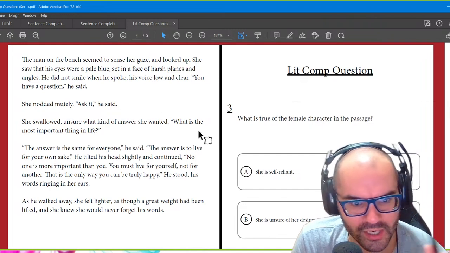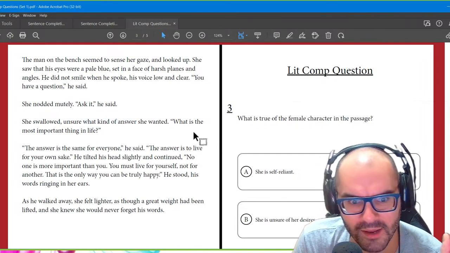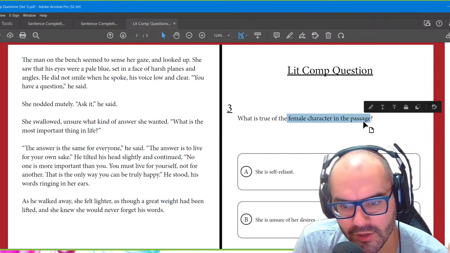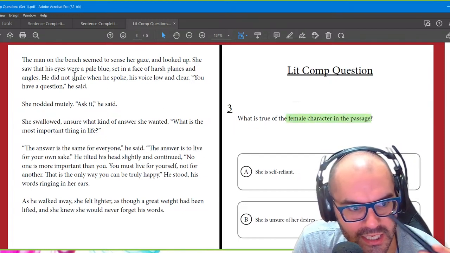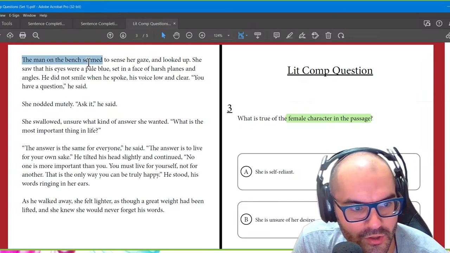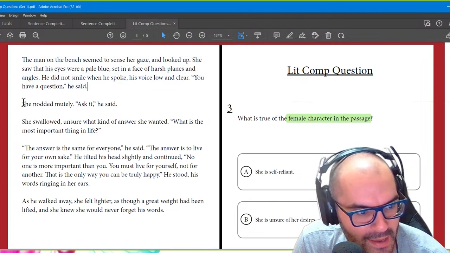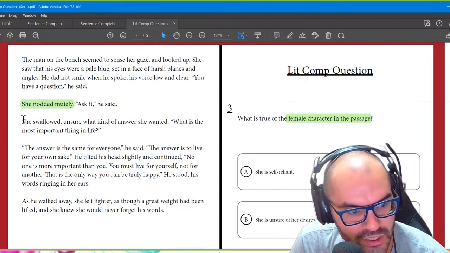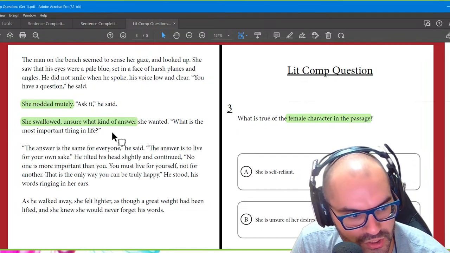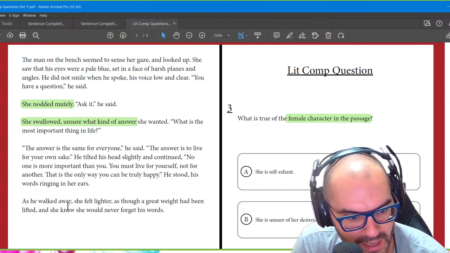This is just straight up prose. This is not poetry, right? True of the female character in the passage. So I just want to focus on the things that she does and any descriptions of her. There's all this stuff about a man on the bench. None of this matters. "She nodded mutely." All right. "She swallowed, unsure of what kind of answer she wanted." And then the guy continues to explain stuff, and I don't think anything matters.